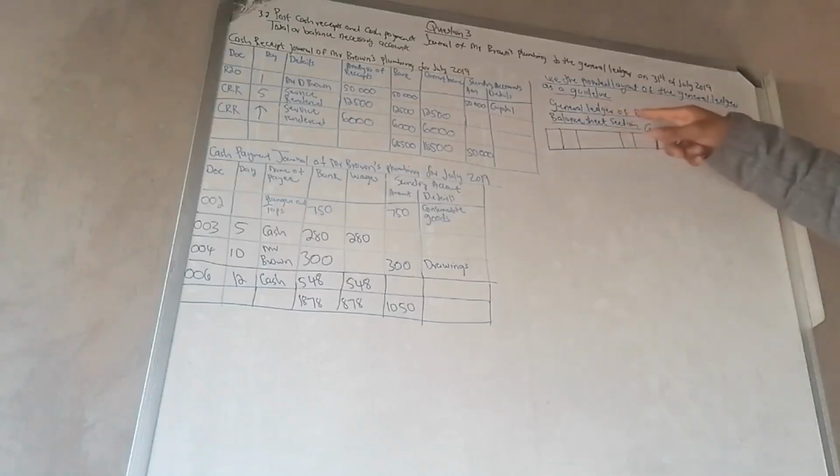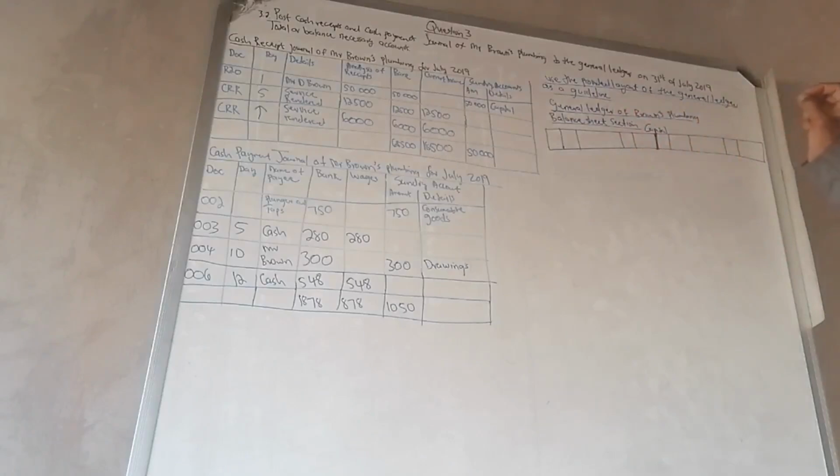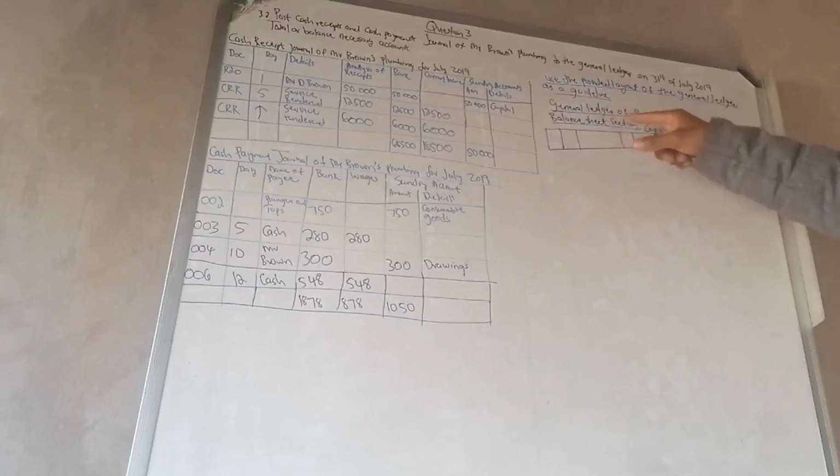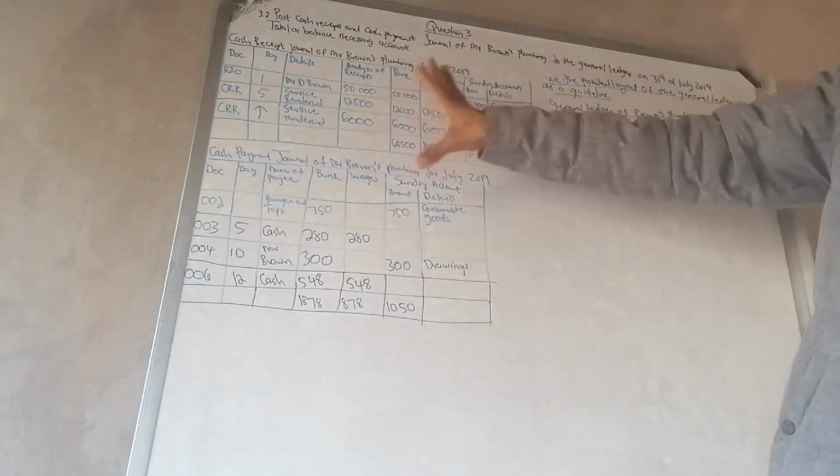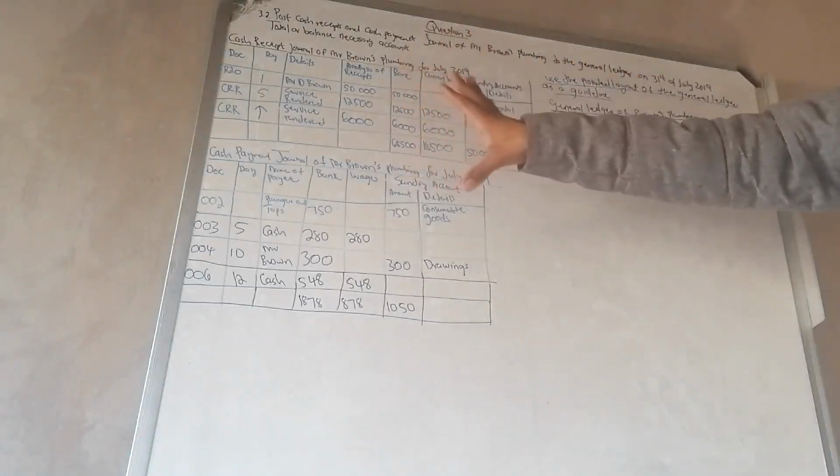This is the general ledger of Mr. Brown's plumbing balance sheet section. It's a general ledger. Right. The general ledger of Brown's plumbing balance sheet section, where we are going to record the capital. Now, this capital that we are going to record must come from the table that is provided here.